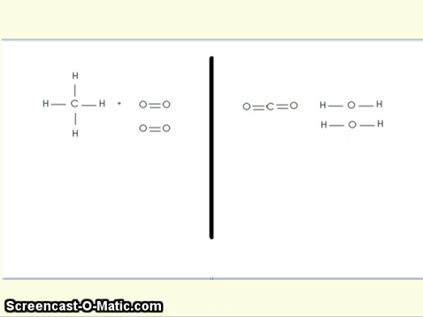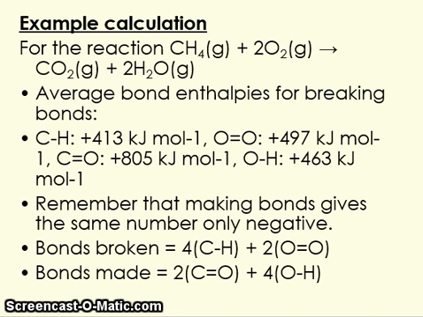Okay, so if we write this out in a calculation, it would be like this. For the reaction CH4 plus 2O2 to give CO2 plus 2H2O, we're given the average bond enthalpies for breaking the bonds. For C-H, it's plus 413 kilojoules per mole. For O=O, a double bond, it's plus 497 kilojoules per mole. For the carbon-oxygen double bond, it's plus 805 kilojoules per mole. And for O-H, it's plus 463 kilojoules. Remember, if you're making the bonds, it gives the same number, except it's going to be negative.